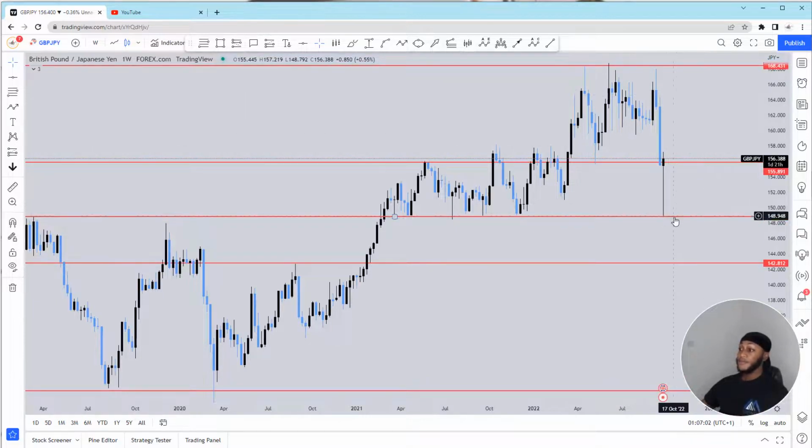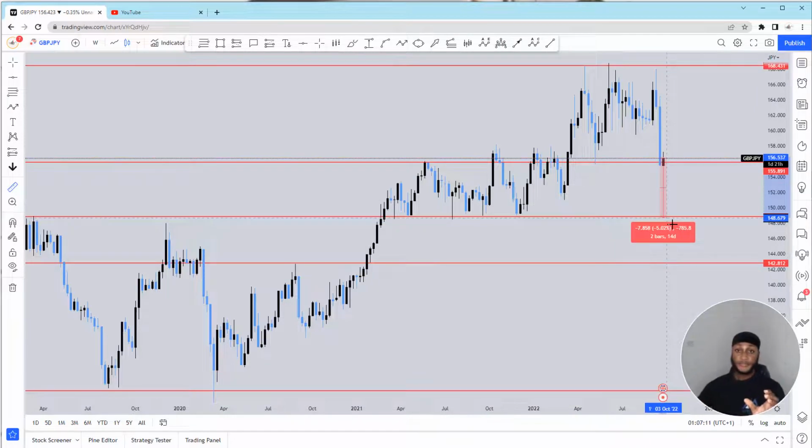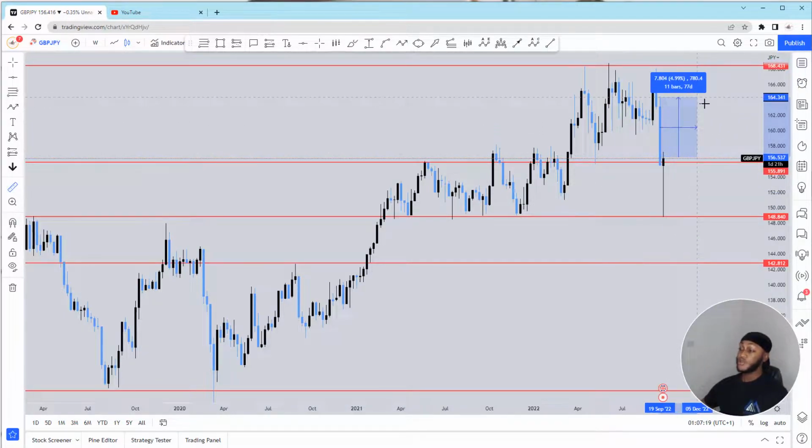Why? Because you can see sellers drive price all the way down. Sellers step in the market driving price all the way down, but what happened? They are not strong enough. So buyers come in the market, step in, and then you can see buyers drive price all the way back up and looking to push on towards the upside.